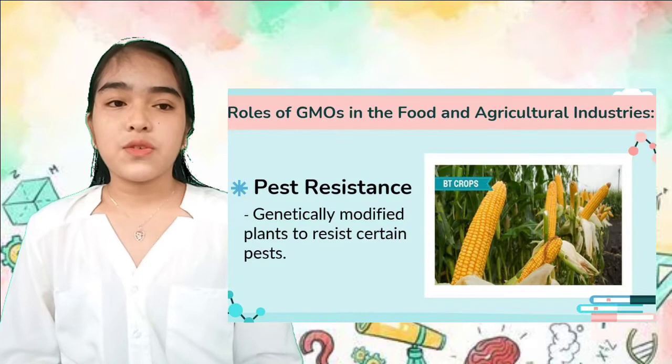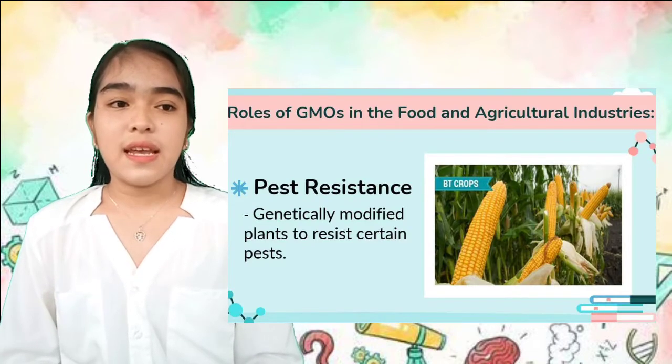Since the uses of GMOs are widespread, let us delve deeper into the significant role of GMOs in our food and agricultural industries. Why is it that people decided to use genetically modified organisms in our food and crops? And what are some things GMOs are modified to do? So the Center for Ecogenetics and Environmental Health, or CEH, identified the following roles of GMOs in the food and agricultural industries. Number 1, pest resistance.